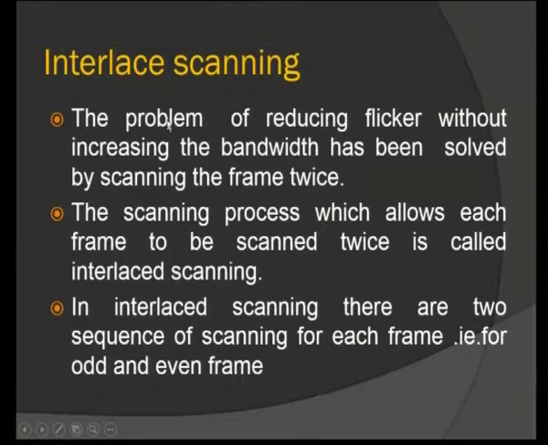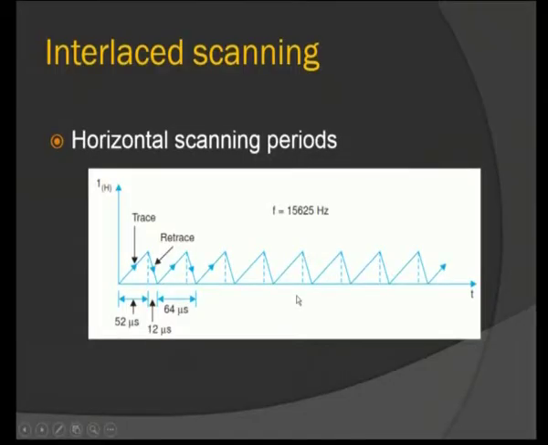And we know that in interlaced scanning there are two sequences of scanning for each frame, that is, odd and even. Each field will be scanned alternately, one in the odd sequence and another in the even sequence. Let us see in the upcoming slides how the odd and even sequences will be scanned.